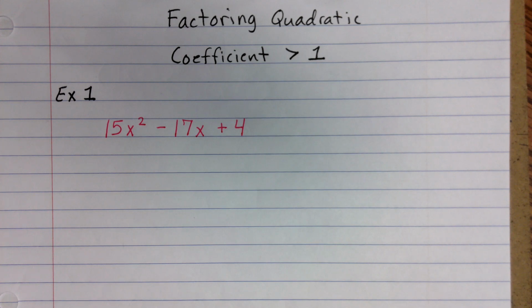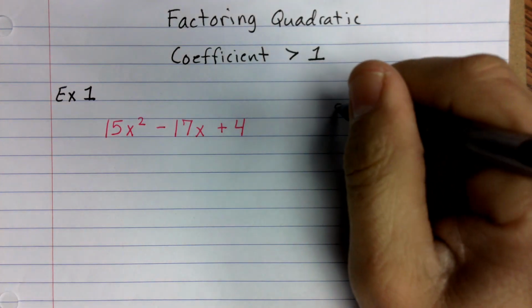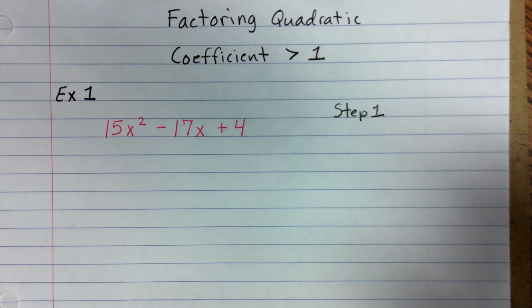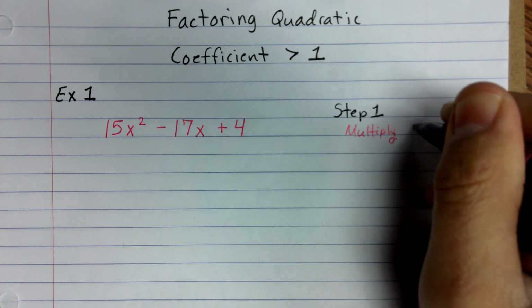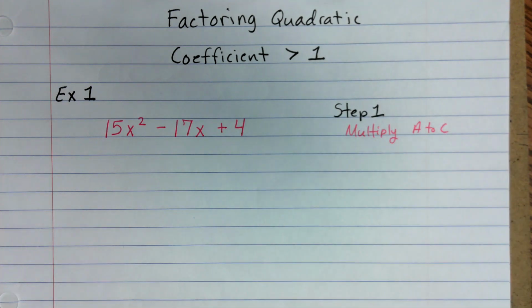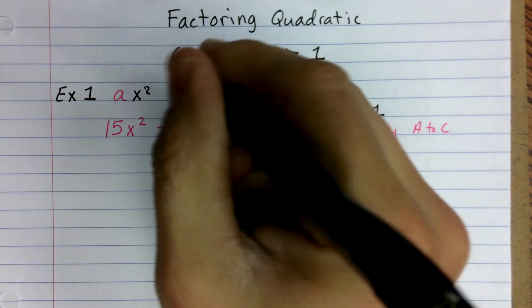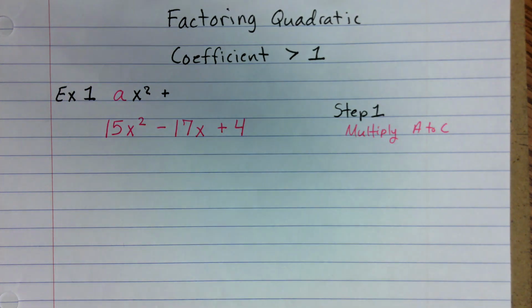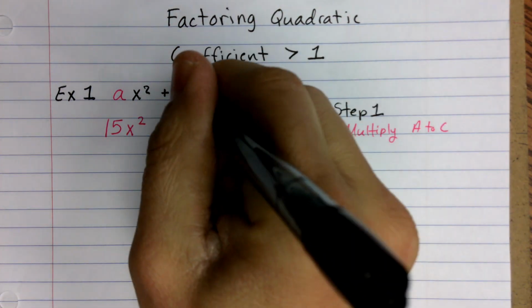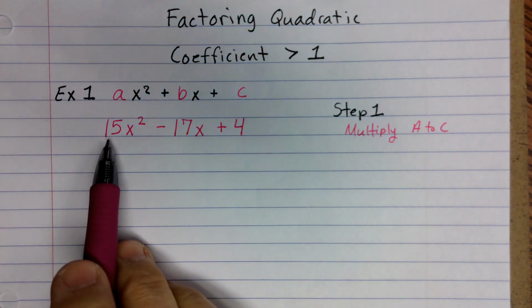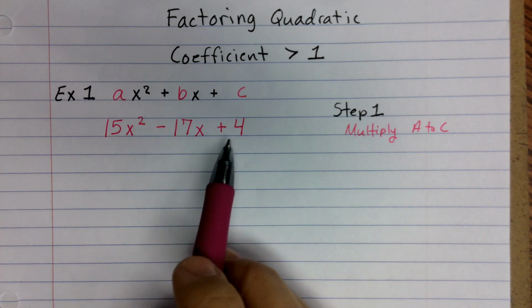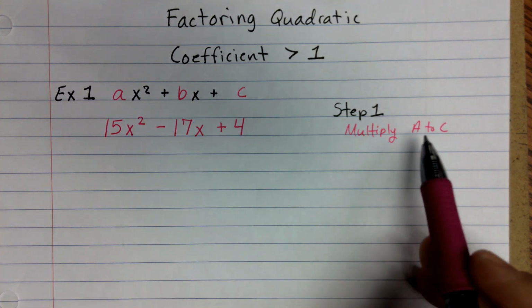So the first thing we're going to do, and I'm going to write over here, step 1. We're going to multiply a to c. When I say a, I want you to remember that when you're dealing with a quadratic, this first value is your a value, and then this is x squared plus your b value plus your c value. So respectively, 15 is your a value, negative 17 would be your b value, and 4 would be your c value. So we're going to multiply a to c.